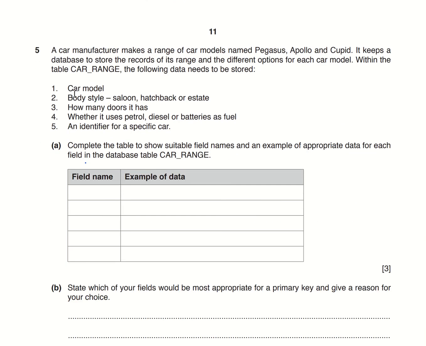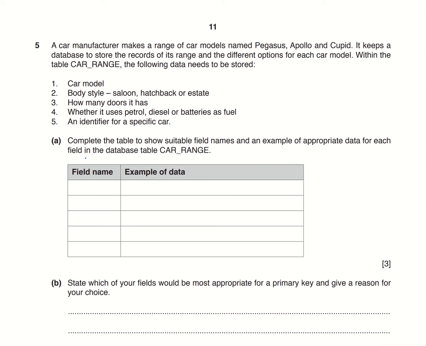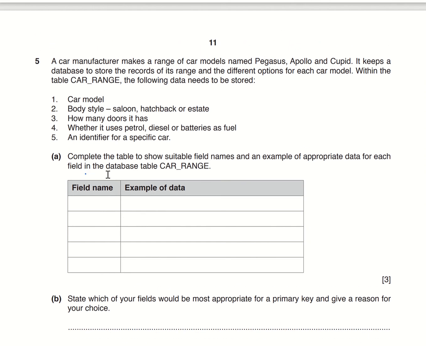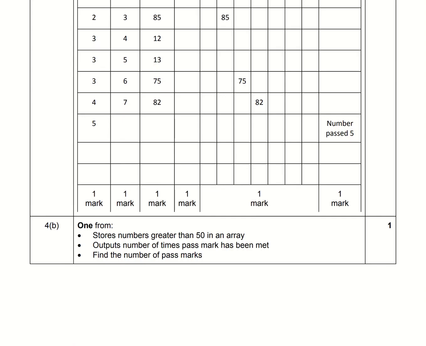This one's easy. The table is car range. Okay, and car model, body, this has 3 options. How many doors? That uses this or this. 3 options: petrol, diesel, or battery as fuels. An identifier for a specific car, so a unique ID. Oh, we can fill this over here.